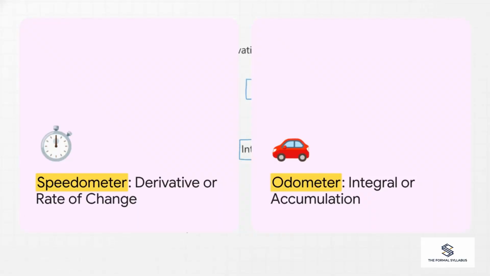Now let's ground this in the real world. Let's go back to our car. Your speedometer represents the derivative, right? It tells you your speed, which is the exact rate of change of your position at one specific instant. But your odometer? Your odometer is the integral. It represents the physical accumulation of your distance traveled over time.